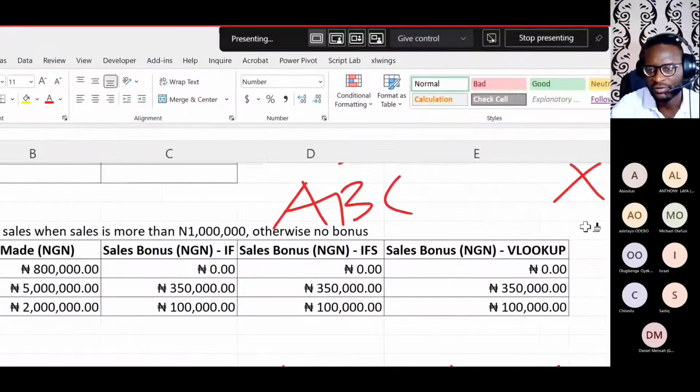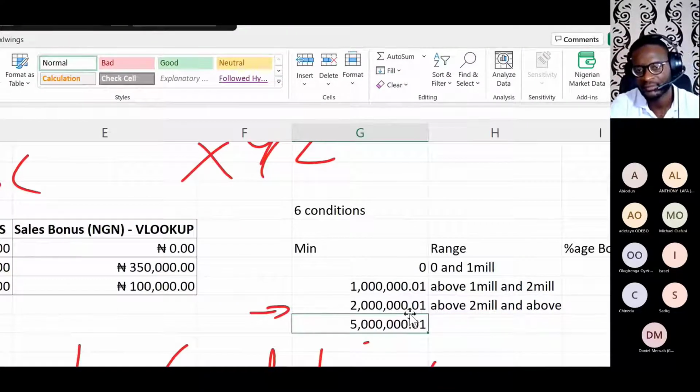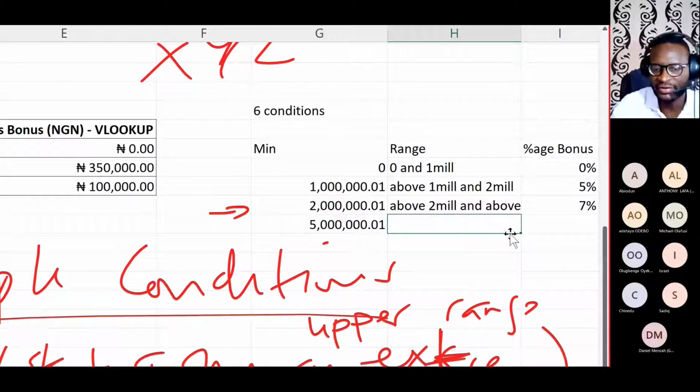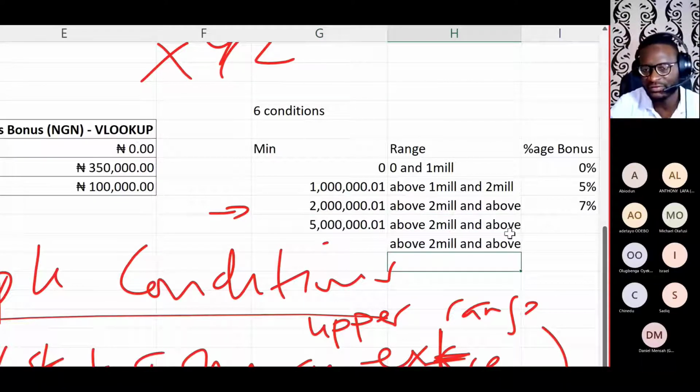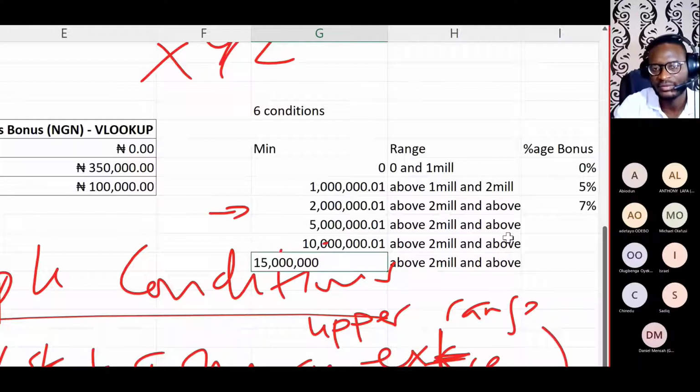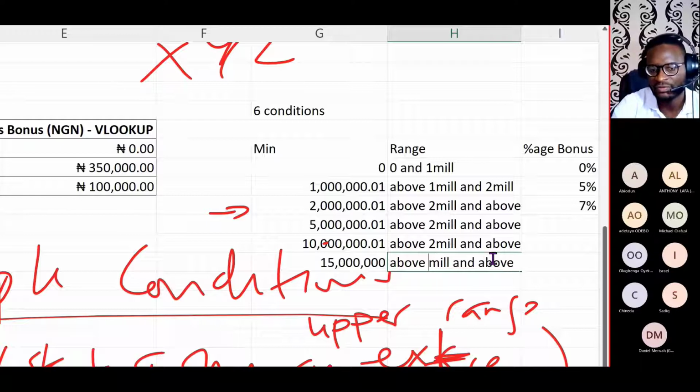Let me just make it like this one. So imagine we have another one where we're saying these, let's even say we have 4 conditions, right? 10 million. And we now have 15 million. We will now say above 15 million. Above 15 million is the correct grammar.